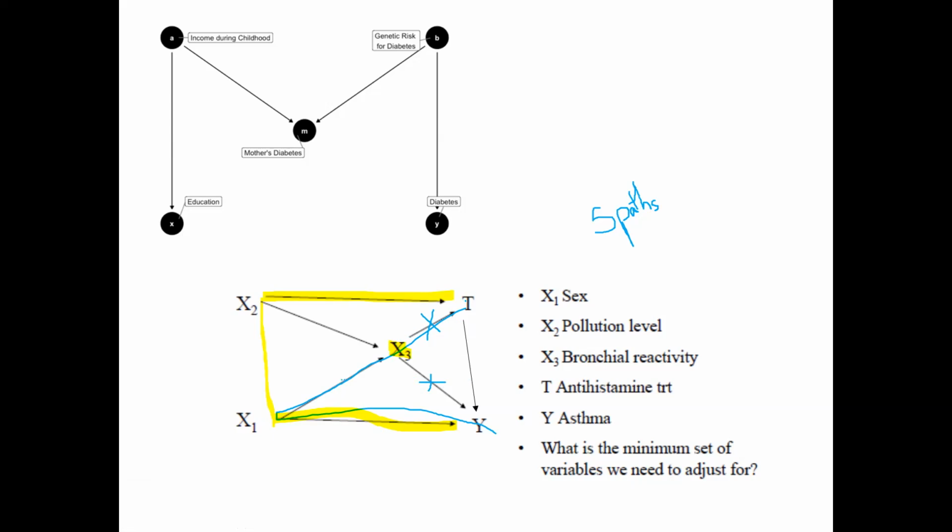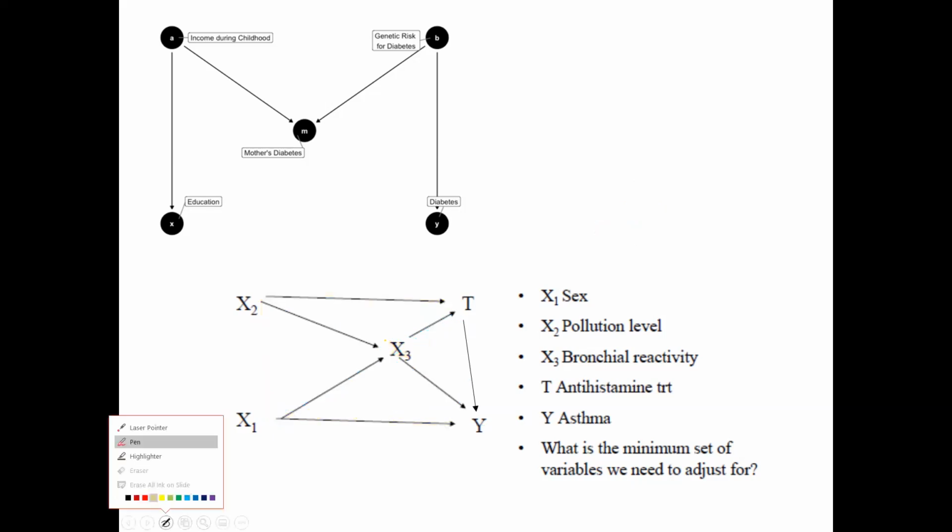Then we have the other path, which is T, X2, X3, Y. I'm going to use another color. Okay, so I adjusted on X3. I blocked T, X3, Y. We all agree on this.